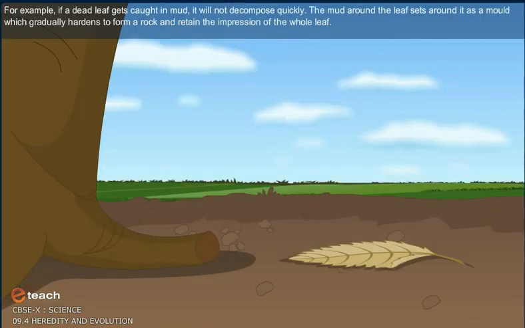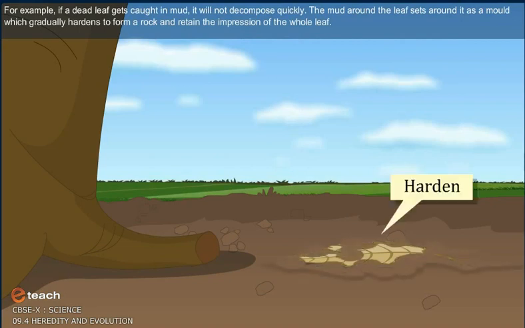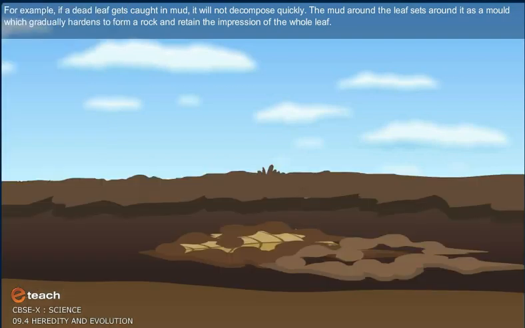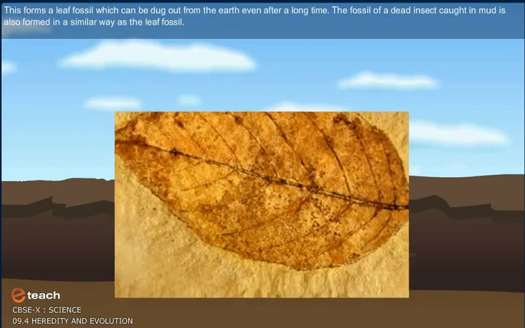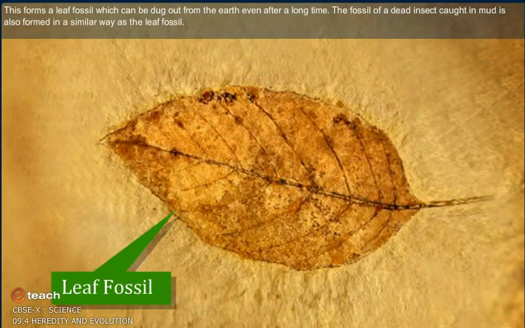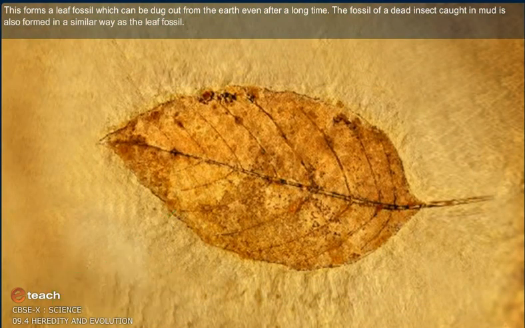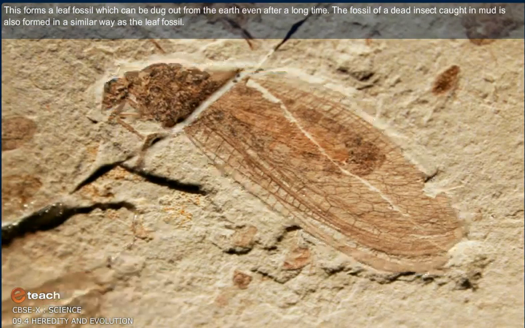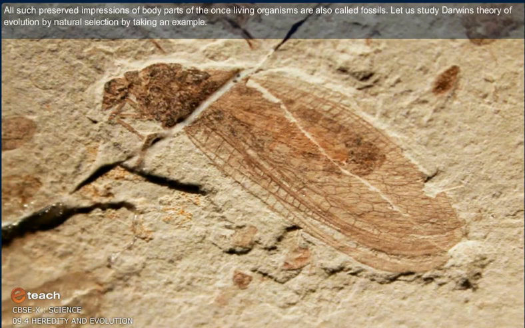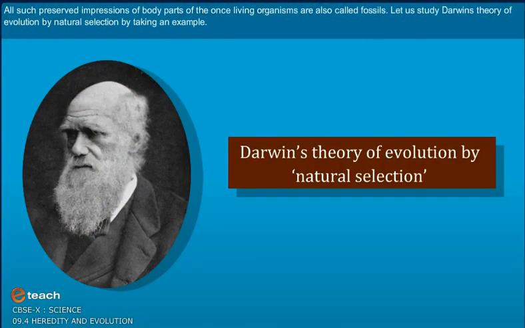For example, if a dead leaf gets caught in mud, it will not decompose quickly. The mud around the leaf will set around it as a mold, gradually harden to form a rock and retain the impression of the whole leaf. This forms a leaf fossil, which can be dug out from the earth a long time later. The fossil of a dead insect caught in mud is also formed in a similar way to leaf fossil. All such preserved impressions of the body parts of the once living organisms are called fossils.